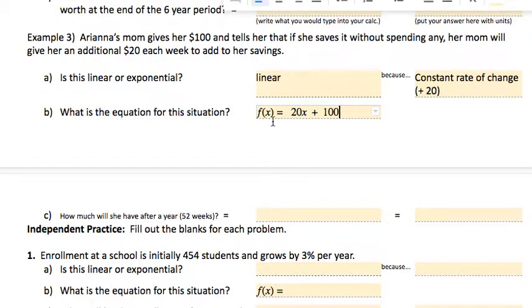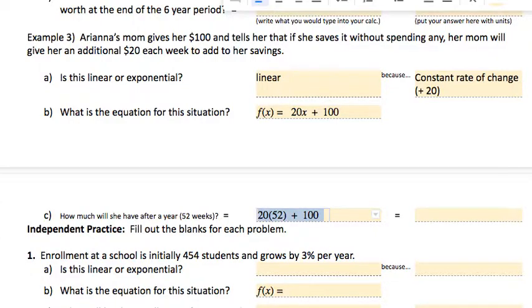And then this last one, how much will she have after a year? Well, that's 52 weeks. X stands for weeks here because it's $20 each week. So all I have to do, same thing I was doing before, I grab that part of the equation and I have to just replace the x with 52. Now in this case we have to be careful. This is not an exponent, it's 20 times x, and so I have to make sure that however I type it, it looks like multiplication.